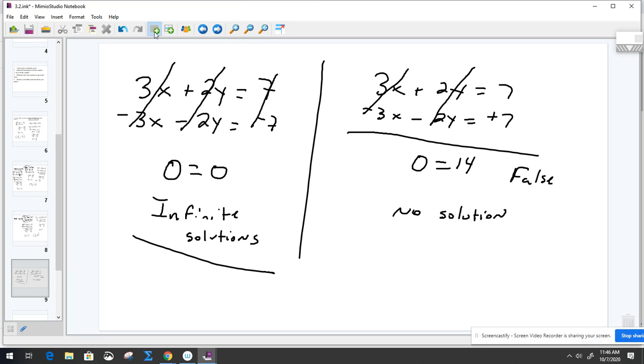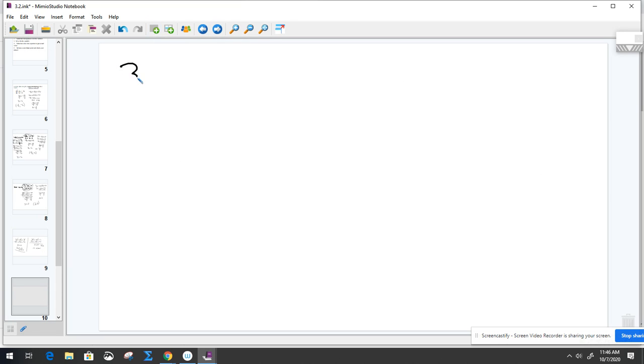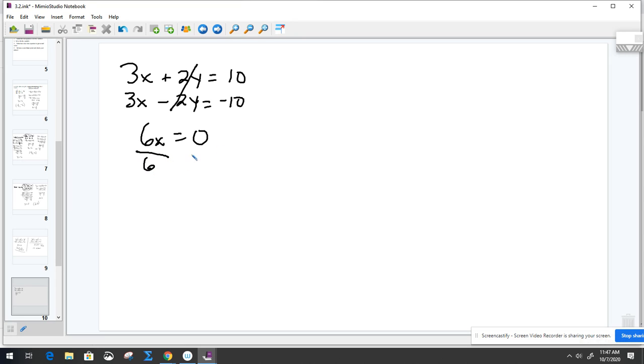Okay. If you have a problem that looks like this, okay, again, I want to cancel the y's. So let's say it looks like this. If my y's cancel, it's 3x plus 3x, they don't cancel. They're both positive, so it'd be 6x. But my numbers cancel. This is not a no solution or infinite solution problem. This problem right here can be solved. I can divide by 6, and I just get x is equal to 0.